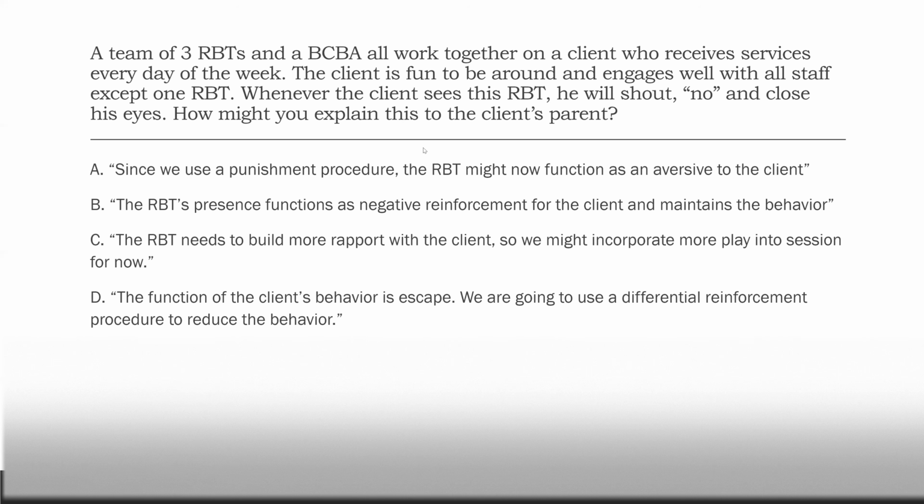Now, in this case, we have a team of 3 RBTs, and the client is fun, engages well. We all know this type of client. And then there's one RBT they see, shout no, and close their eyes. So what they're essentially trying to do is what? Well, escape from the RBT, we can assume. So how are you going to explain that to the client's parent?